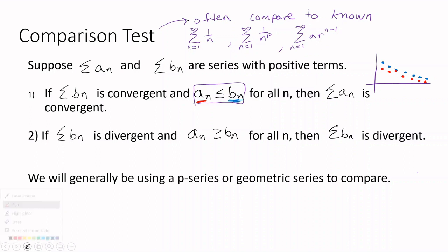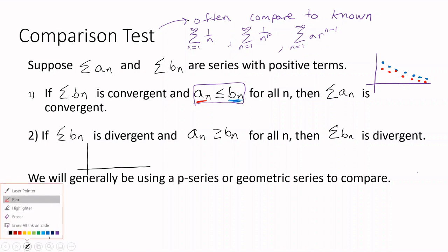Okay, same idea, just the other way for the second one. If, in this case now, your B sub n, which is the one that you'll pick to compare to, if that one diverges, and the A sub n is on top of that, that's going to push A sub n to diverge.